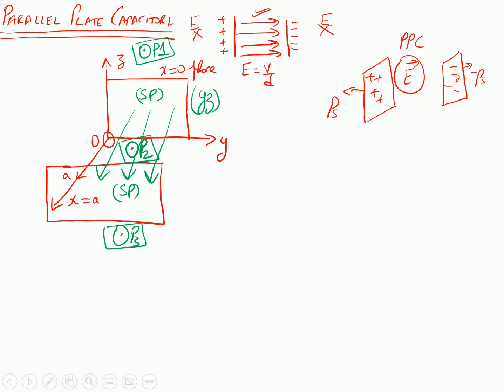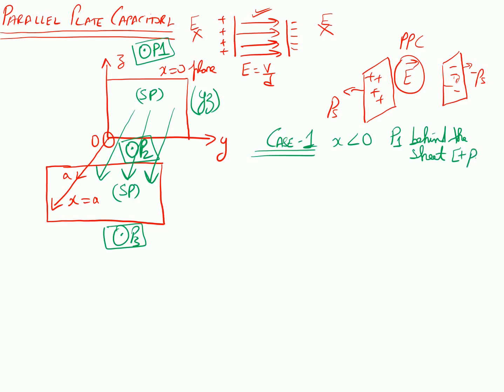So now let us do this analysis case by case. So the first case is that x is having a location of less than 0. This means we are going for point 1 behind the sheet. So point 1 is behind the sheet, or you can say the positive rho s sheet.